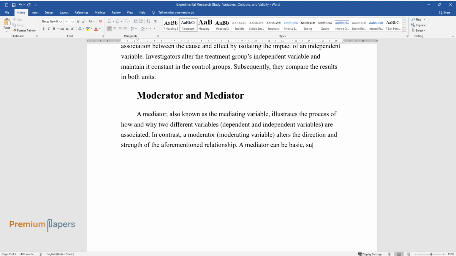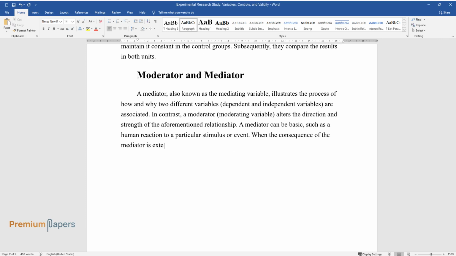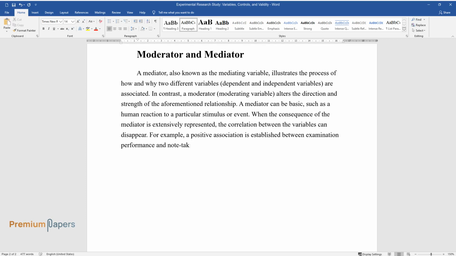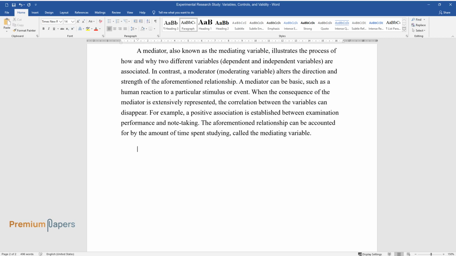A mediator can be basic, such as a human reaction to a particular stimulus or event. When the consequence of the mediator is extensively represented, the correlation between the variables can disappear. For example, a positive association is established between examination performance and note-taking. The aforementioned relationship can be accounted for by the amount of time spent studying, called the mediating variable.